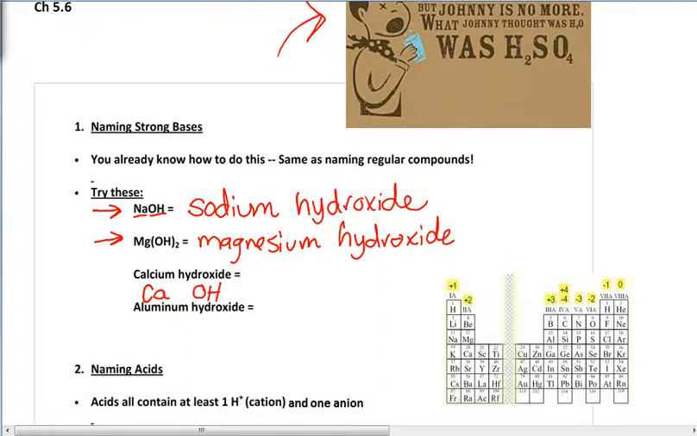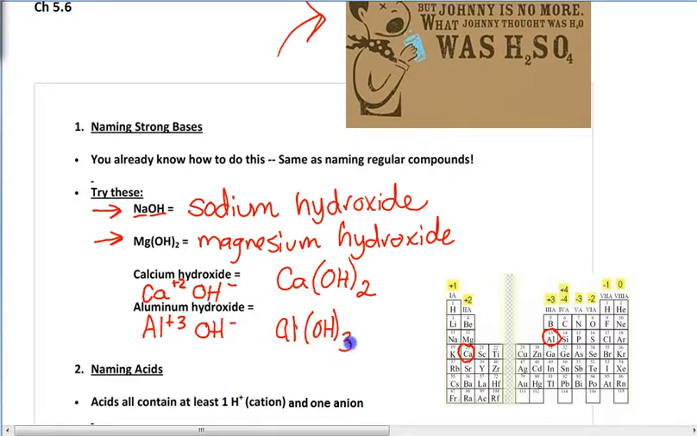If you look at the periodic table, you know that calcium has a +2 charge. Hydroxide, you've memorized, has a -1 charge, so you'll need to crisscross those charges to know that the calcium hydroxide formula is Ca(OH)2. Okay, aluminum hydroxide is going to follow the same trend. Aluminum is +3 because it's here in this column, and hydroxide is still -1, so we'll crisscross and get Al(OH)3. Not too bad though, right?